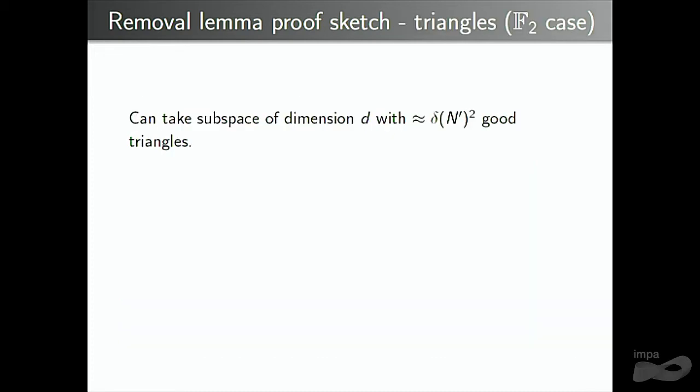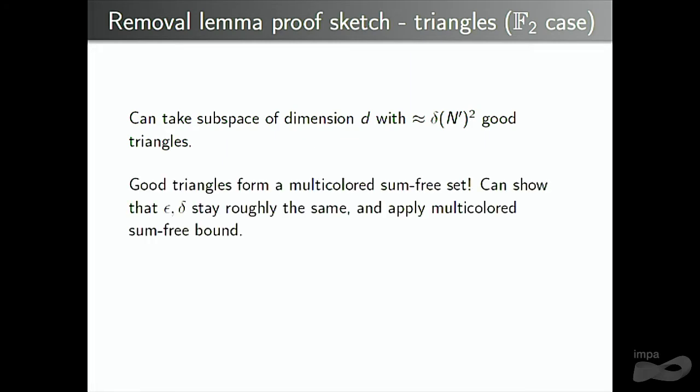Once we have this, we can take a subspace of dimension d with roughly the same density of good triangles. The definition of good triangle means that they form a multicolored sum-free set. That's basically the definition of multicolored sum-free. So what we show is that epsilon and delta roughly stay the same, and then to this set we can apply the multicolored sum-free bound, and it translates into the bound on epsilon and delta that we need.